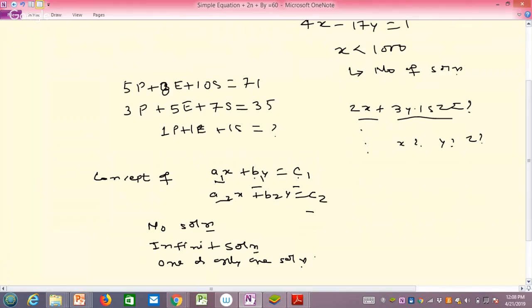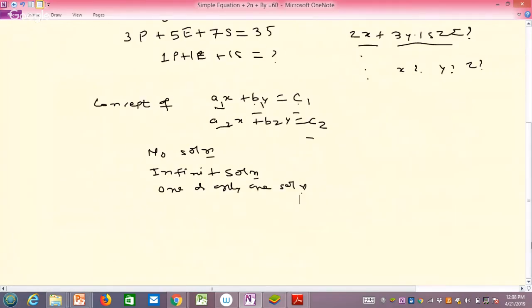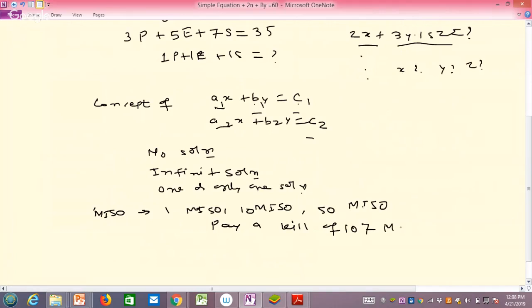Simple equation also gives questions like this: you have a currency named miso. So the miso currency has three denominations given, like 1 miso, 10 miso, and 50 miso. And you have been asked in how many ways you can pay a bill of 107 miso. This would be one of the questions. So these are the different types of questions which are basically asked in CAT.